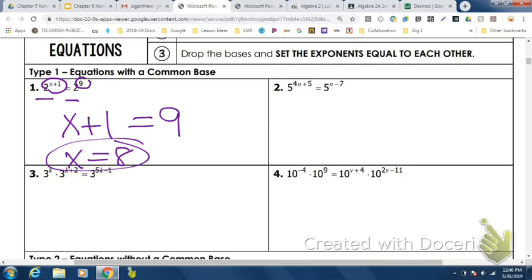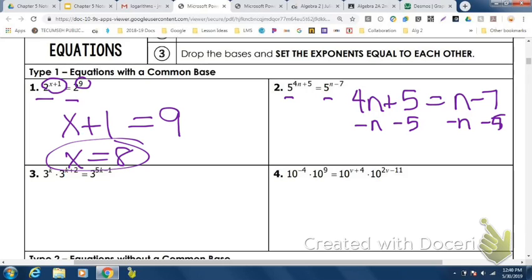In this one, you have 5 to the 4n plus 5 power and 5 to the n minus 7 power. Your bases are the same, so that means 4n plus 5 equals n minus 7. I'm going to solve for n. Oops, that's a 5. So I get 3n is negative 12, n equals negative 4.